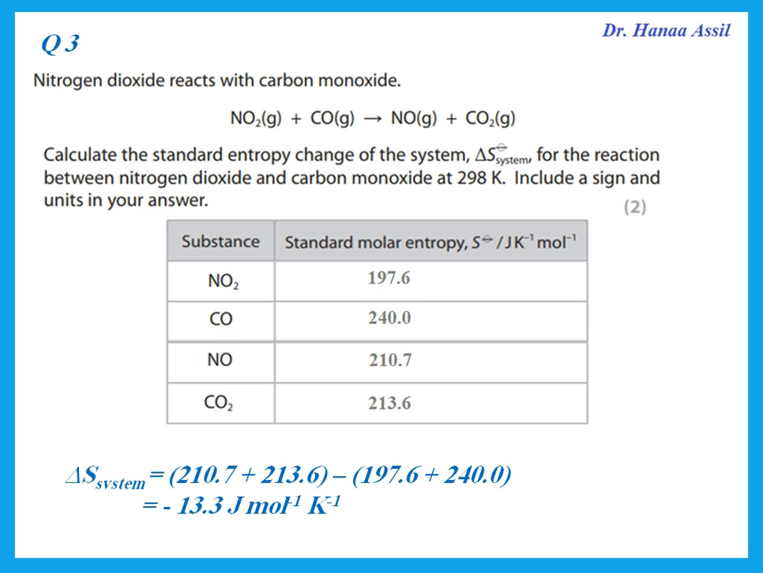So we have the 210.7 for the NO, plus the CO2, which is 213.6. The total of that minus the molar entropy of the reactants, the one for NO2 and the one for CO. The overall here is this number. Remember that the unit in this case is joule per mole per degree Kelvin.